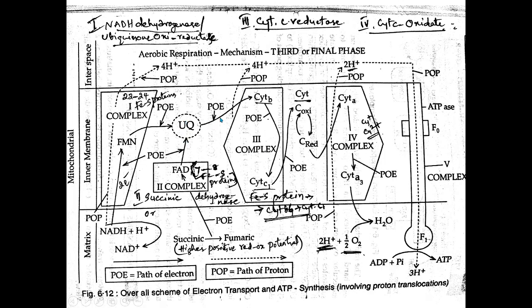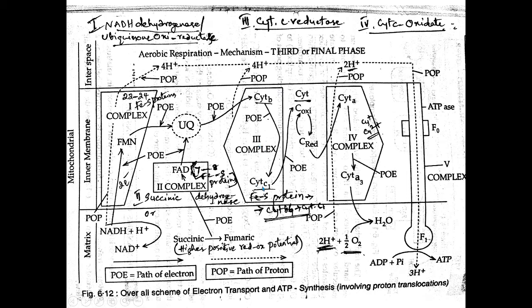Okay, so these electrons are transferred to cytochrome B, that is complex 3. They reach the cytochrome B, and from cytochrome B to cytochrome C1. During this process also, 4 protons enter into the intermembranal space. During the transfer of electrons from cytochrome B to cytochrome C1, 4 protons from the mitochondrial matrix enter into the intermembranal space. So here 4 protons and here 4 protons.